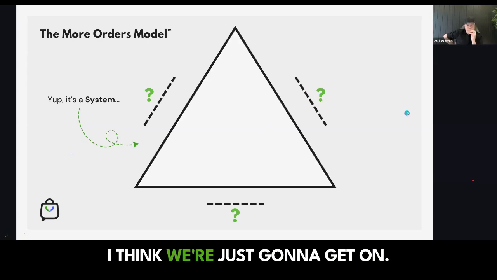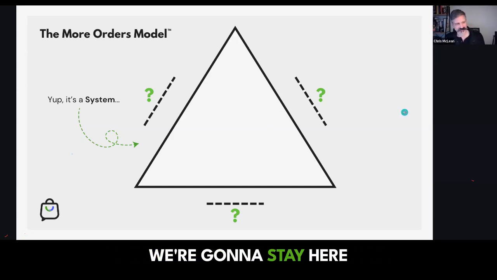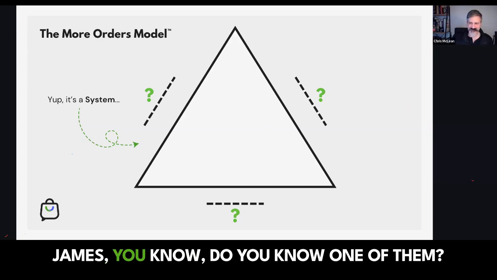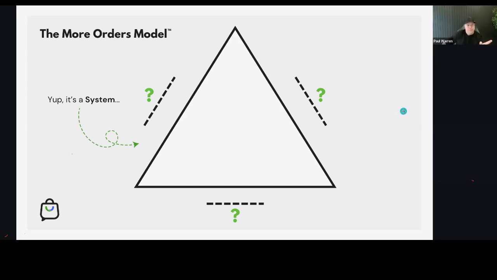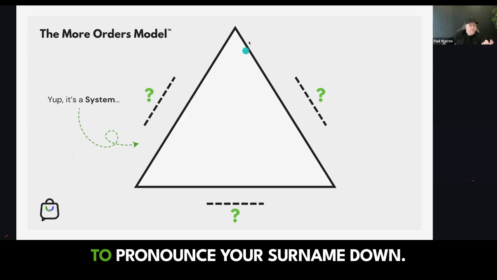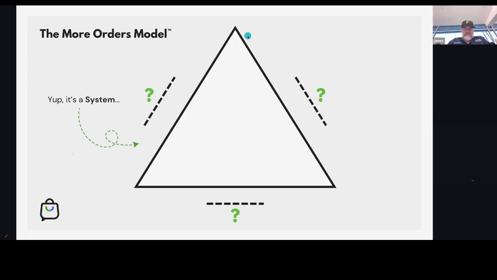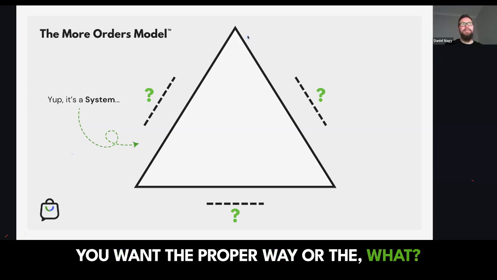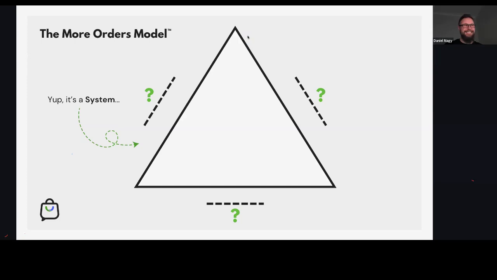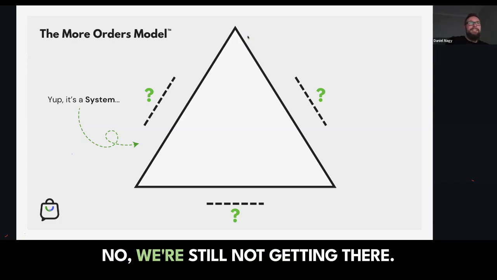Okay. Low guesses today. I think we're just going to get on to the next slide. We've got to stay here in misery until we figure it out. Come on, we're not moving on until everyone guesses every letter. James, do you know one of them, James? Chuck in an answer. You can have one. Daniel Nagy can have one. I don't even know how to pronounce your surname, Dan. I've known you for 50 years. Nagy. You want the proper way or what everyone says? Easy, whatever's easy. Nagy sounds great. Nagy, done. All right. No, we're still not getting there.